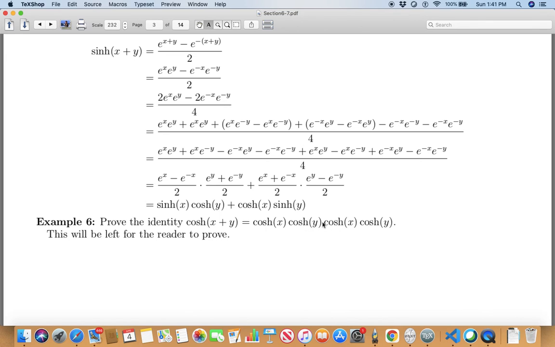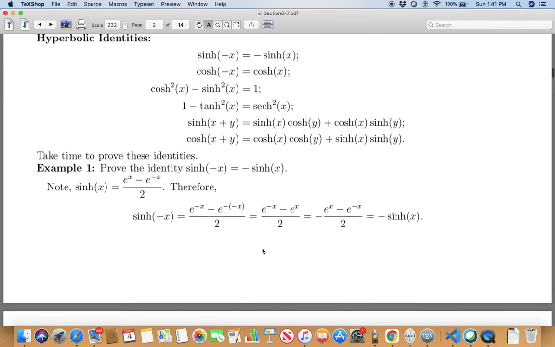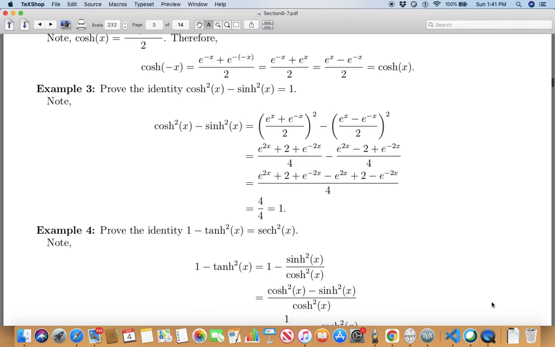That should be a plus. Cosine hyperbolic x, cosine hyperbolic y. That should be a y, and that should be an x. There are a few typos, but leave that. I will leave that for you to check. I'll stop this video now and continue with the next.